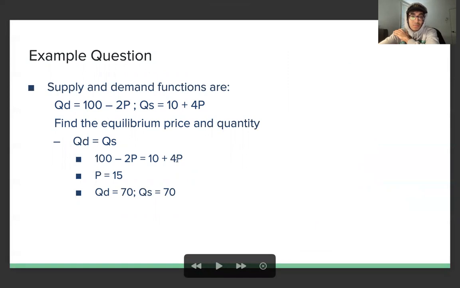So now you have two equations being equated with one unknown variable, that's the price, and solving this gives the price of 15. Once you have this, you can put P back into both of the equations to find the quantity, and you would get the same quantity for both equations, because that's the definition of equilibrium. It's where both the quantities are equal.